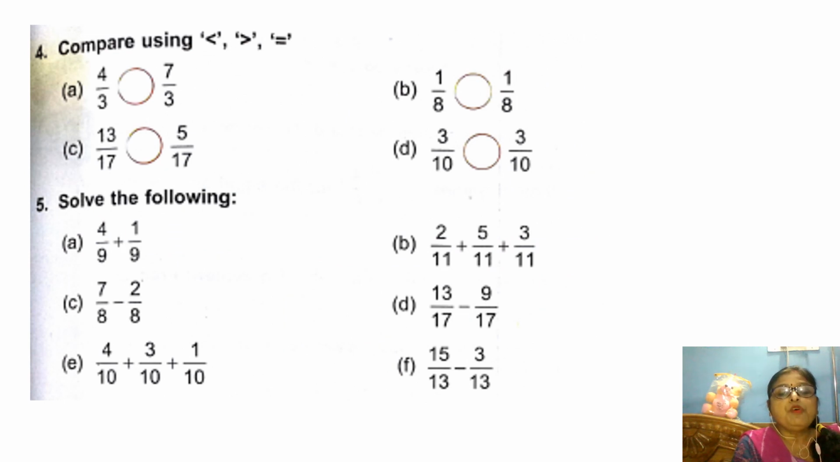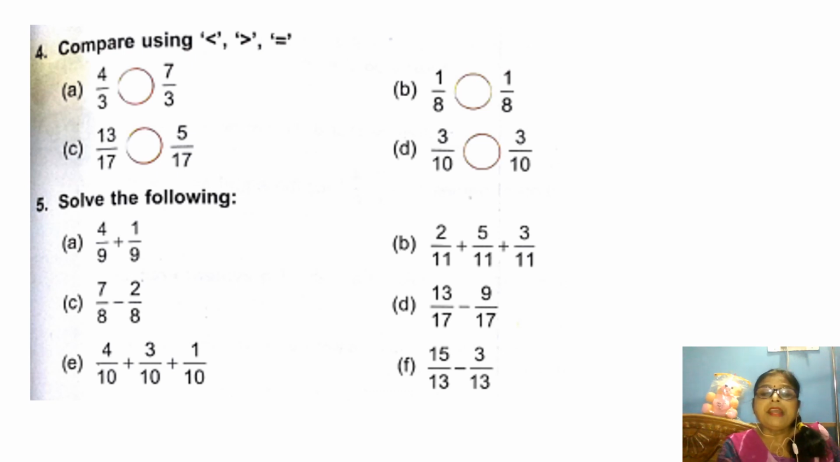Now question number 4, compare the following fractions. You have to put the sign of greater than and smaller than. First, 4 by 3, 7 by 3. As you know, the denominator is the same, so first you see the numerator. 7 is greater than 4, so you can say that 7 by 3 is greater than 4 by 3.